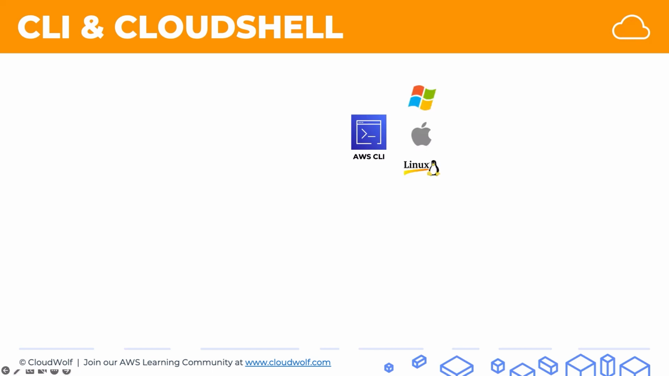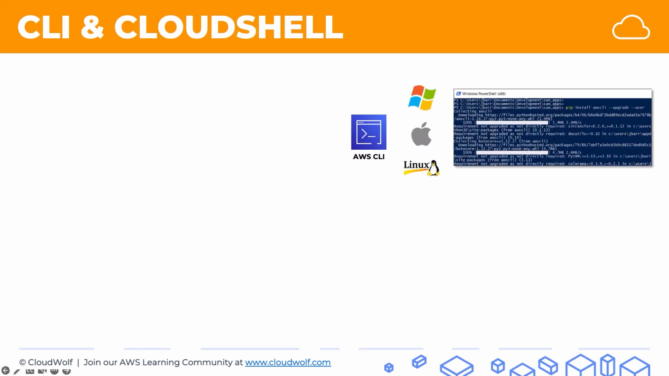So whether you're using Windows, Mac, or Linux, you can use your command line using AWS CLI to interact with resources in your account. That means you can create EC2 instances, you can terminate them, you can create S3 buckets, you can move files, you can create IAM roles, and lots of other different things.